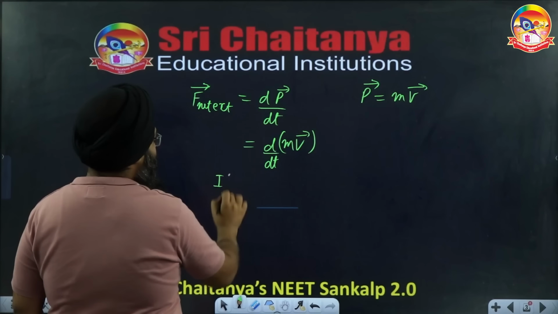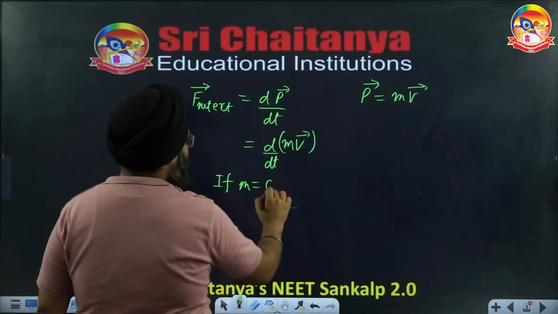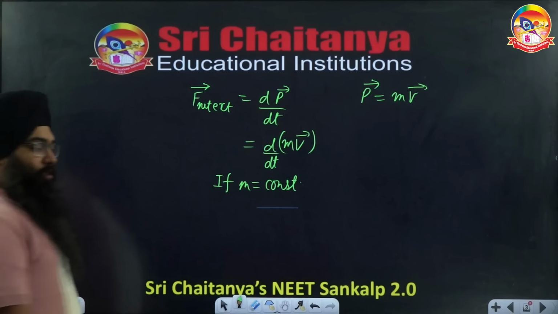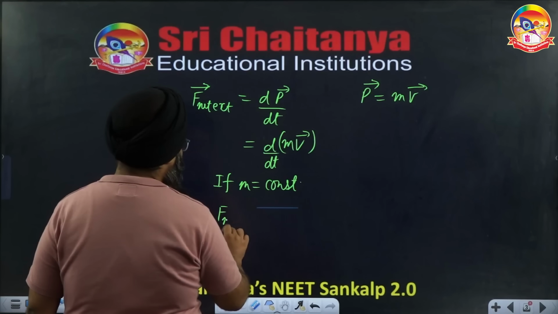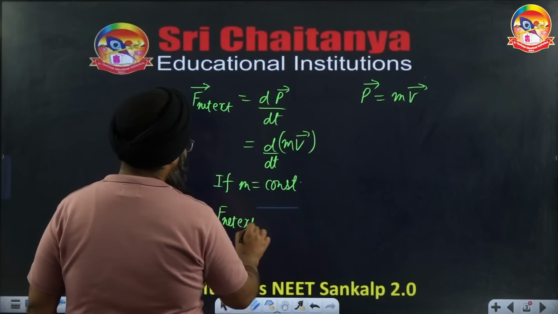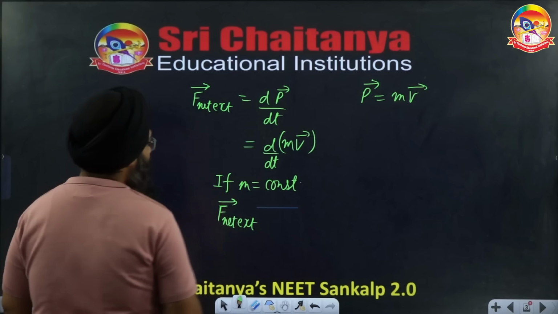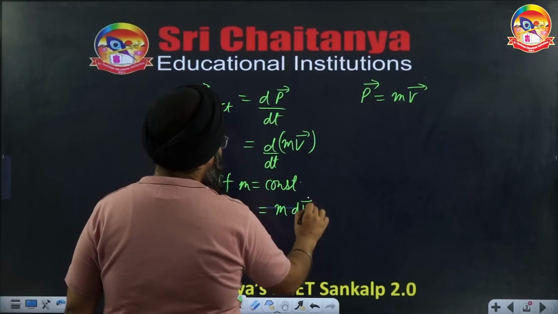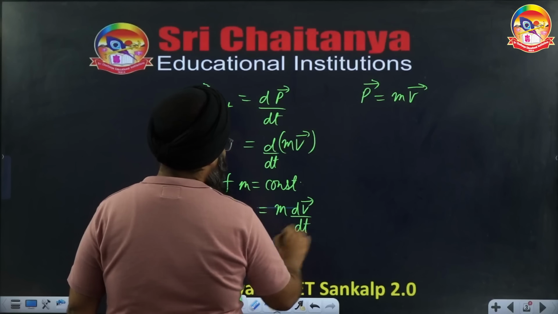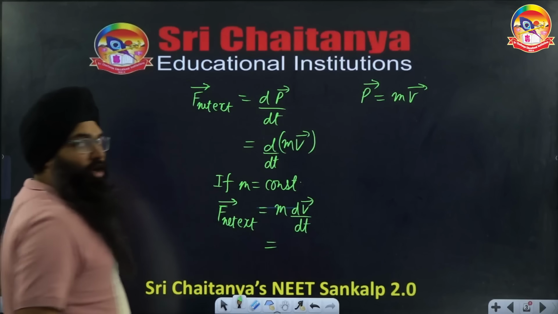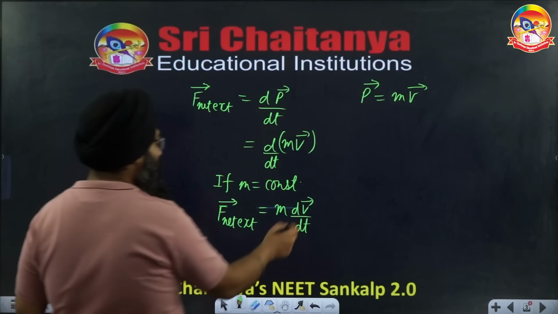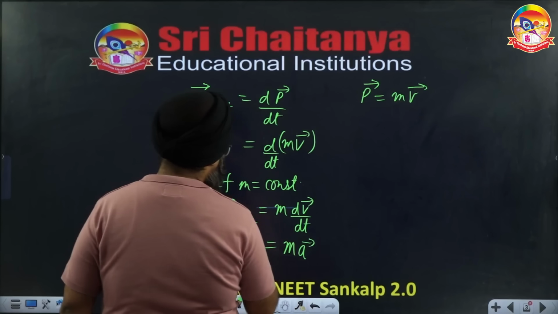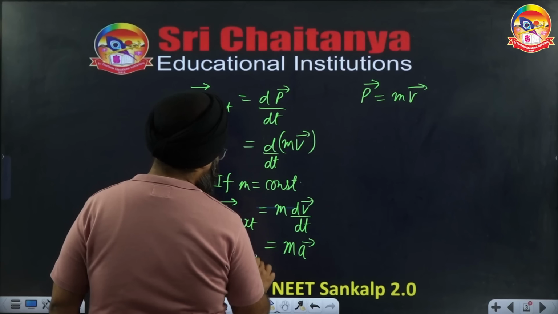Now generally we take such cases in which the mass of the body is treated as constant. If the mass of the body is treated as constant, what will we write? Net external force is equal to mass, which will come outside, so we get dv vector by dt. dv vector by dt is equal to acceleration, the rate of change of velocity. So we get net external force as mass into acceleration.